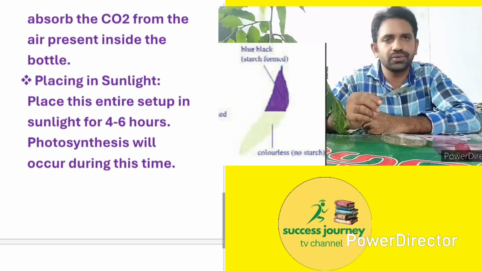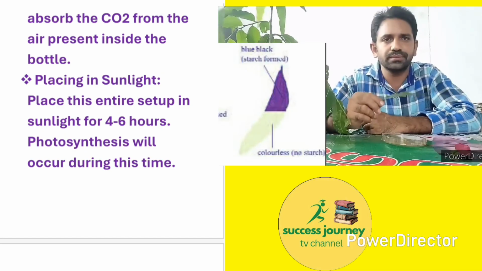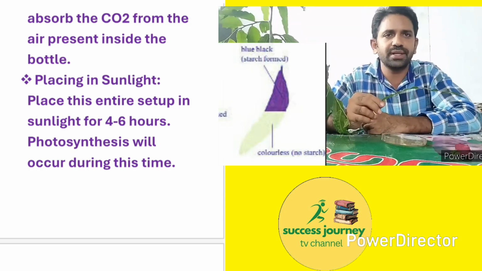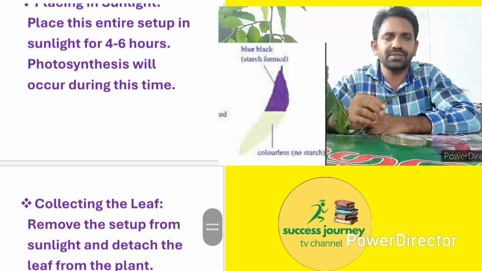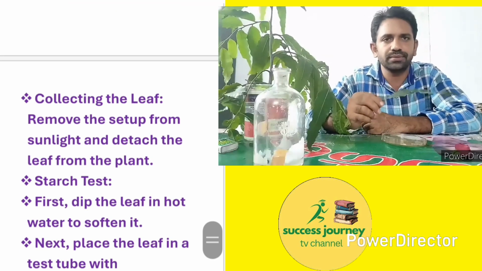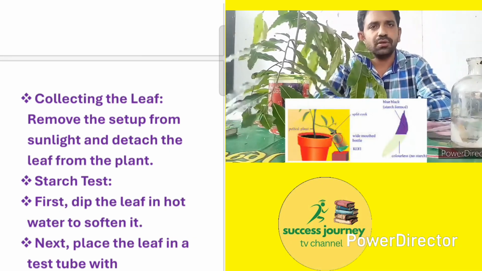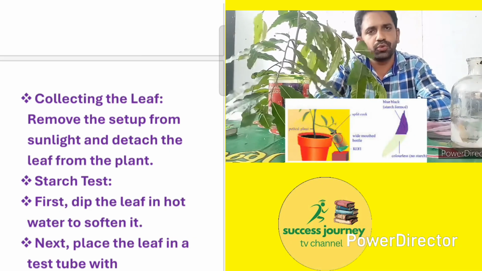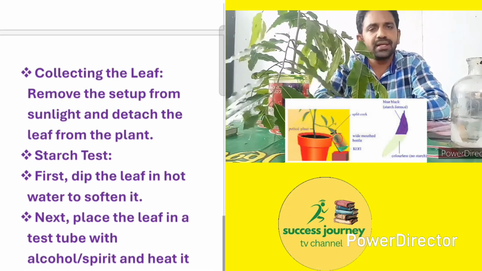Next, placing in sunlight. Place this entire setup in sunlight for 4 or 5 hours; photosynthesis will occur during this time. So when we keep the entire arrangement in bright sunlight for nearly 4 or 5 hours, the photosynthesis process will take place. Next, collecting the leaf. Remove the setup from the sunlight and detach the leaf from the plant. So we remove the leaf from the potted plant and also from the transparent glass bottle, and take the leaf to test for the presence of starch.